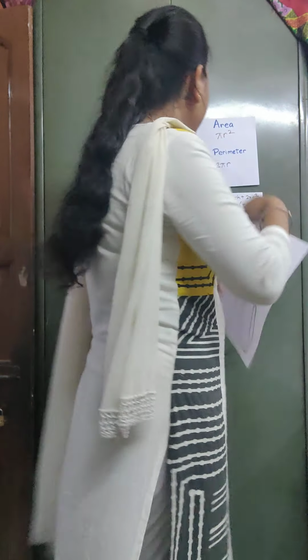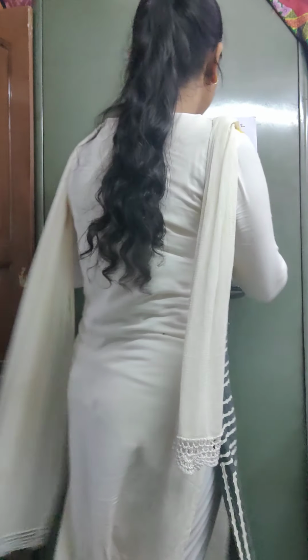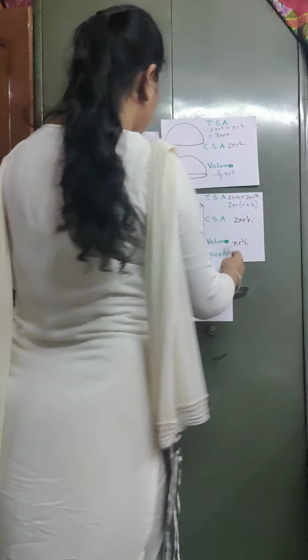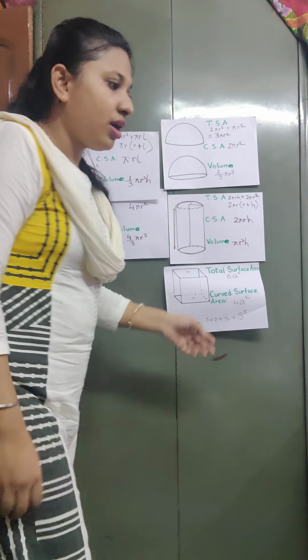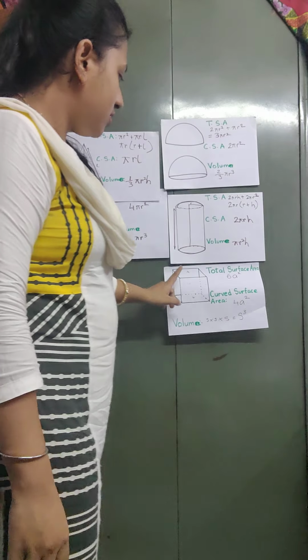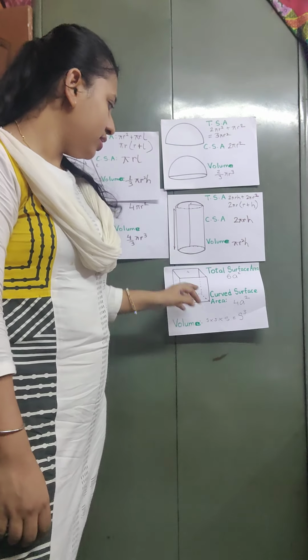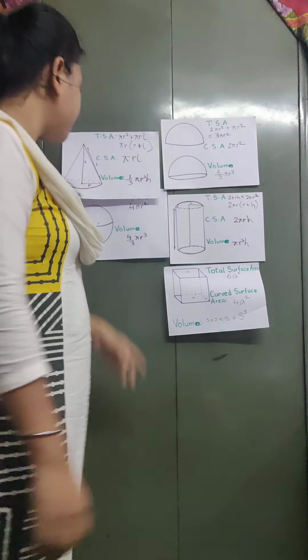So what we have learned today? We have learned the hemisphere. We have learned sphere. We have learned cone. We have learned square. Okay. For a cube, total surface area is 6a square, lateral surface area 4a square, and volume is equal to a cube.